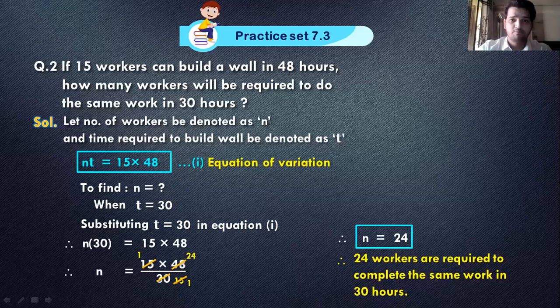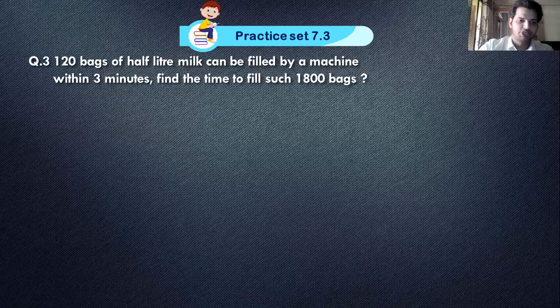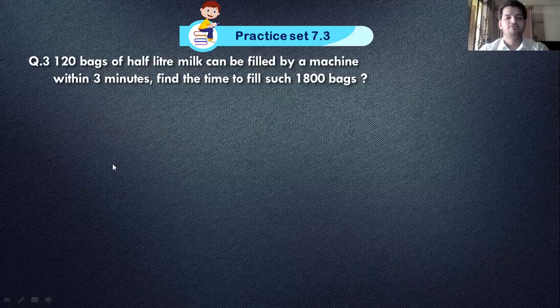Okay. So now we go with model number 17. Practice set 7.3. Question number 3. Now, 120 bags of half-liter milk can be filled by a machine within 3 minutes. Find the time to fill such 1,800 bags. Now, first of all, it is not mentioned whether it is a direct variation or an inverse variation.